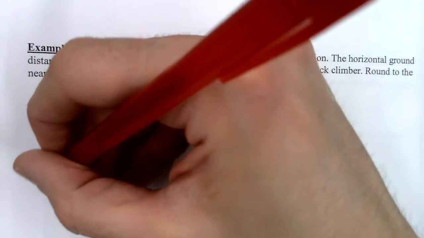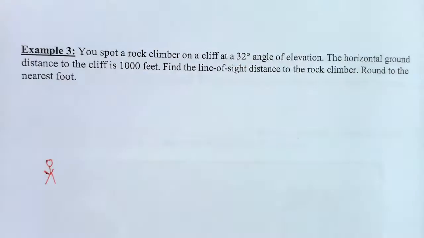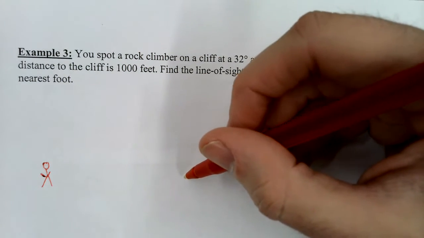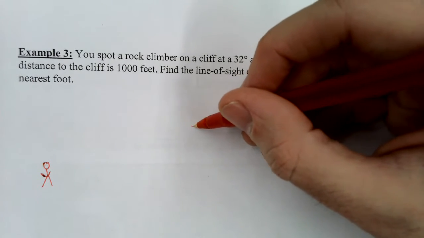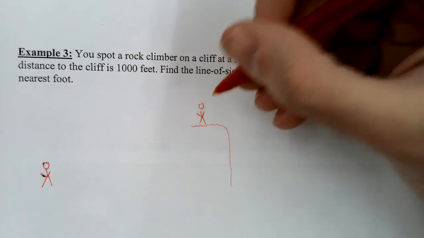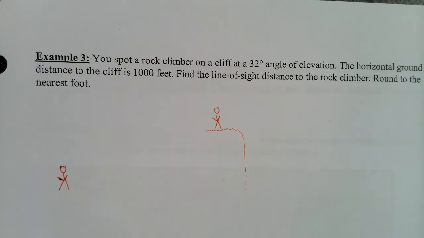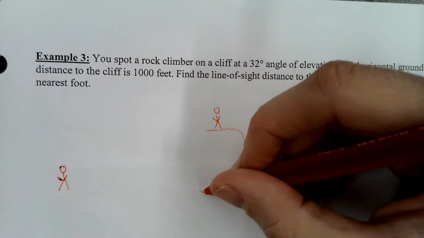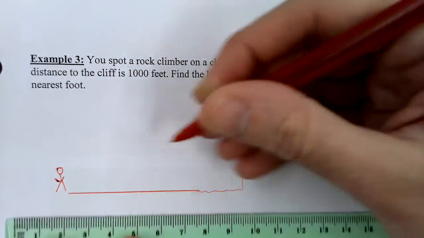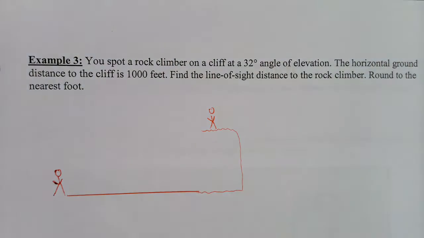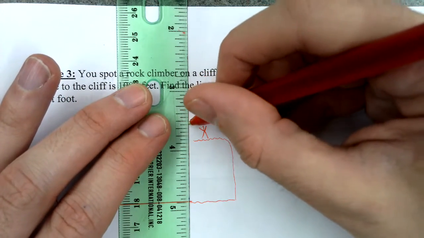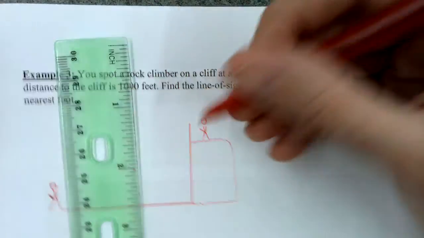Okay, so this will be me on the ground. Let's draw this is my cliff, and that's the rock climber up there. Here's my triangle. If I don't tell you how far above the ground I am, then don't worry about that. Like my eyes, if I don't tell you how far above the ground my eyes are, then you don't have to worry about that when you solve the problem.